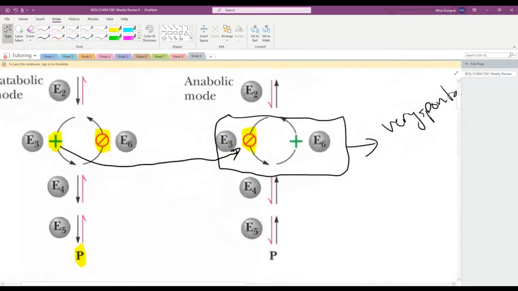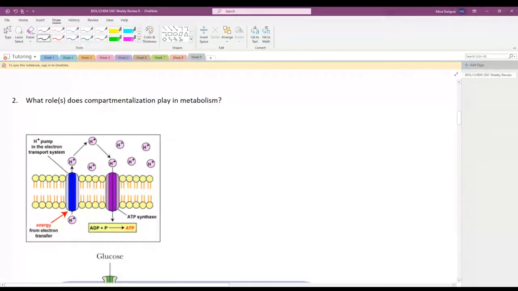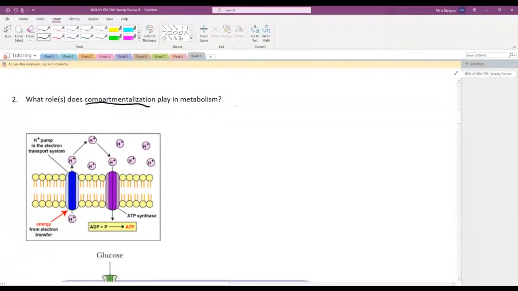Okay? So shifting gears to the next section that I want to talk about is, what role does compartmentalization play in metabolism? So compartmentalization, I have 2 answers for this, and I'd like to discuss them both in a lot of depth. The compartmentalization is exactly like we see down here in this diagram, putting all the hydrogen on one side and then having some bilayer or some barrier and a couple of channels, and then getting energy out of that. So that's one of the big reasons that we have compartmentalization.